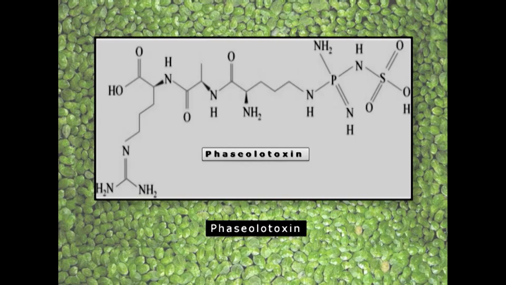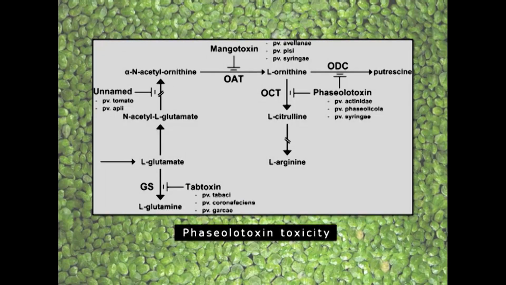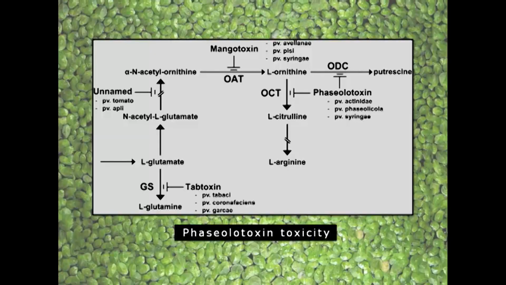And phaseolotoxin as such is represented by this sulfodiaminophosphinyl ornithyl homoarginine. This is a big organic compound. But what does it do? It actually is again blocking the metabolism of ornithine to arginine conversion, or ornithine to putrescine conversion. And because of this, there will be specific chlorotic lesions, and there will also be an important enzyme which will be inhibited, which is nothing but ornithine carbamoyltransferase.